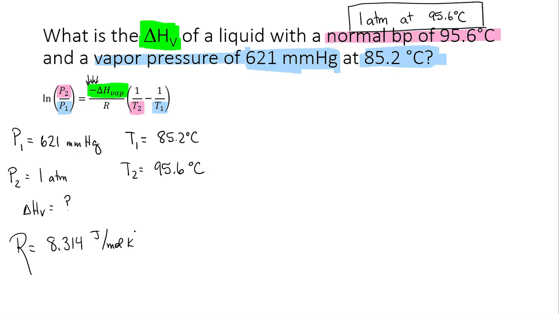Okay, so before we start shoving things into this equation, we have to make sure the units on our pressures match. Because again, they're dividing by each other. They just have to be the same units. It doesn't matter which ones we use as long as they're the same. So I know that 1 atmosphere is 760 millimeters of mercury, so I'm just going to use millimeters of mercury because then I don't have to convert. The other thing that we need to know is that our temperatures have to be in Kelvin, so I'm going to convert both of these to Kelvin, plus 273.15. Calculator time. 85.2 plus 273.15, 358.35.